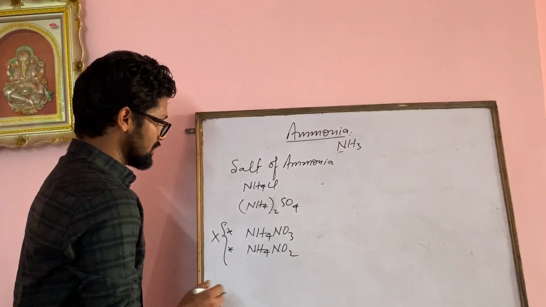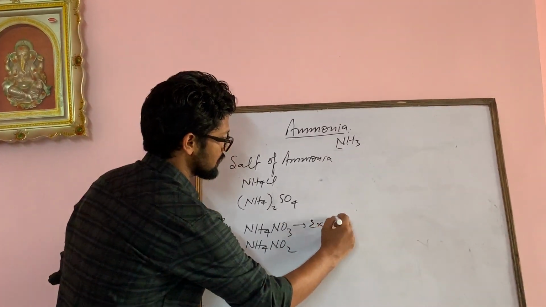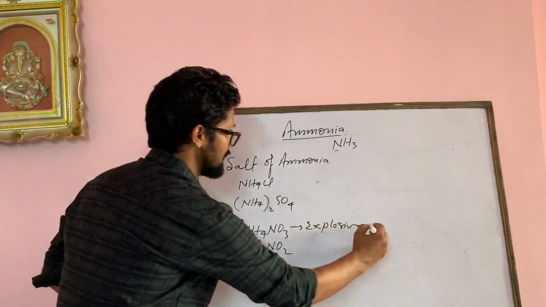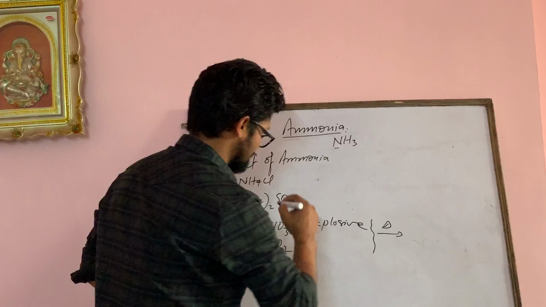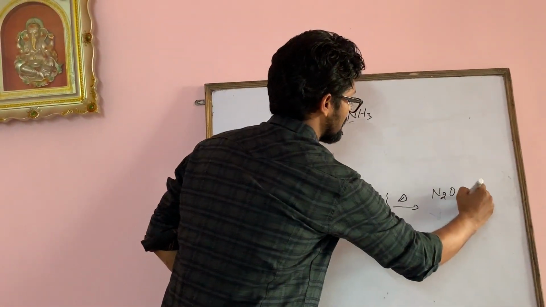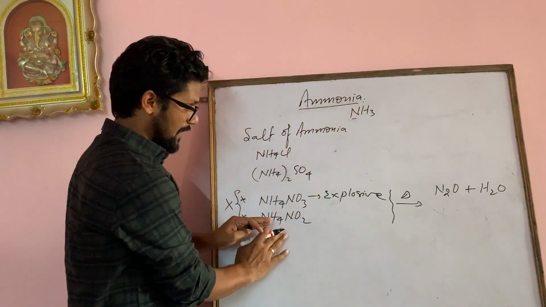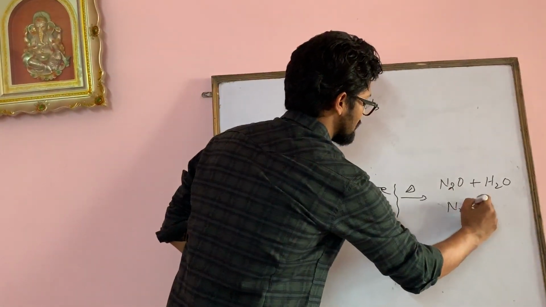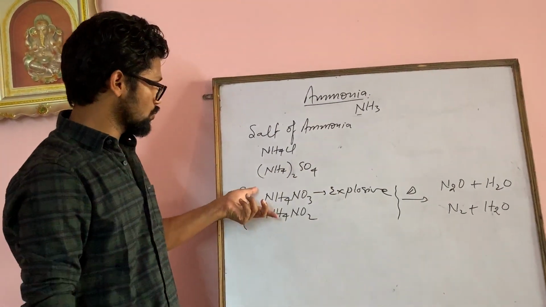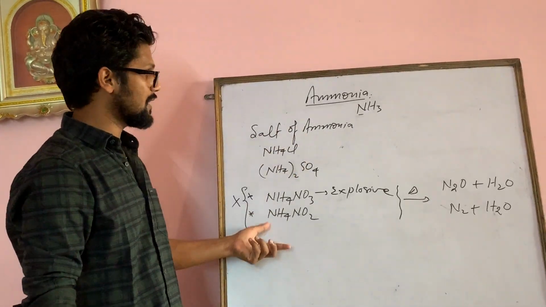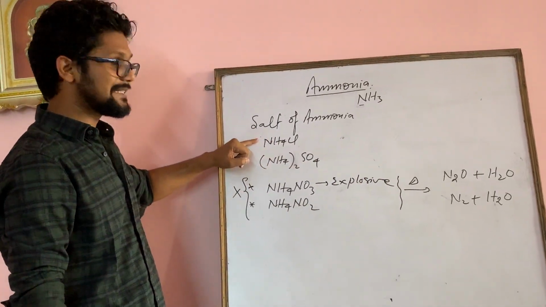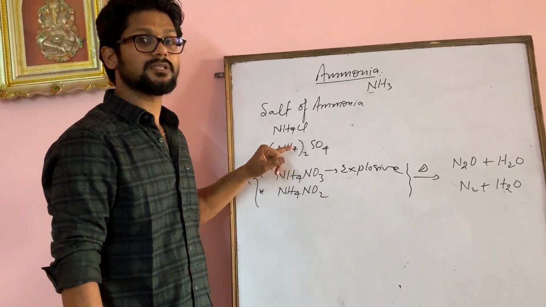The reason is that they are explosive in nature. When you heat these salts, ammonium nitrate will give laughing gas plus water vapor, and ammonium nitrite will give N2 plus water. Because of that nature, these two salts of ammonia are not used for the preparation of ammonia. So for the preparation of ammonia, we generally take ammonium chloride and ammonium sulfate.